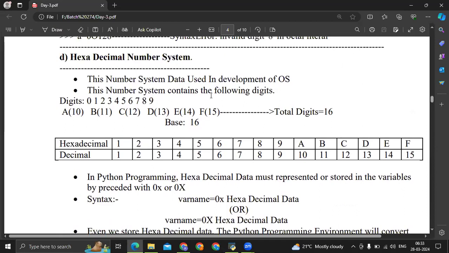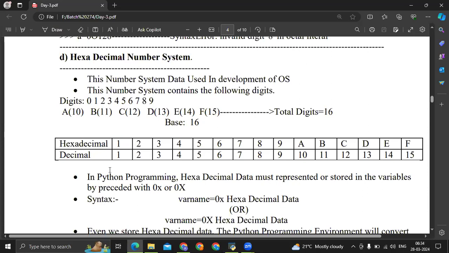This number system contains the following digits: 0 to 9 plus A, B, C, D, E, F, where A will be considered as 10, B as 11, C as 12, D as 13, E as 14, F as 15. So total digits are 16. Like here we have mentioned 15. I forgot to mention 0 in the table also.